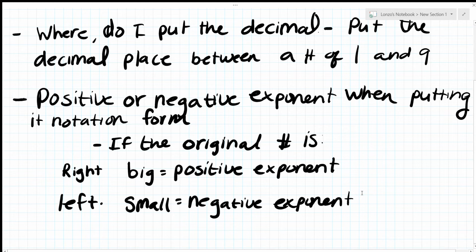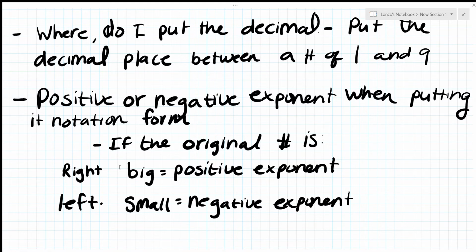So when putting it in scientific notation form, if the original number you started with is really big, you use positive exponents, and you're going to go to the right. So you have a really big number and you want it in scientific notation, your exponent is going to be positive, so it's going to be 10 to the 7th, moving that many places to the right. If you started with a really small number, your exponent is going to be negative. So if you had 0.00005, it's going to be times 10 to the negative something.